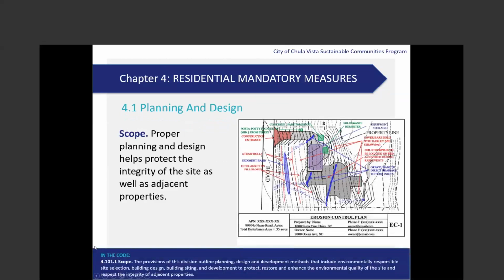So section 4.1, planning and design, we look at environmentally responsible site selection, building design, building siting, and development. And we do this to protect, restore, and enhance the environmental quality of the site and respect the integrity of adjacent properties through planning to minimize negative effects. Next, please.